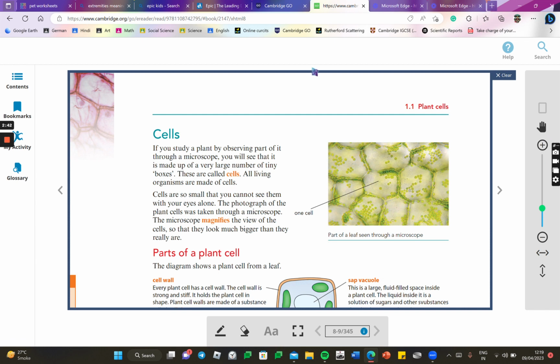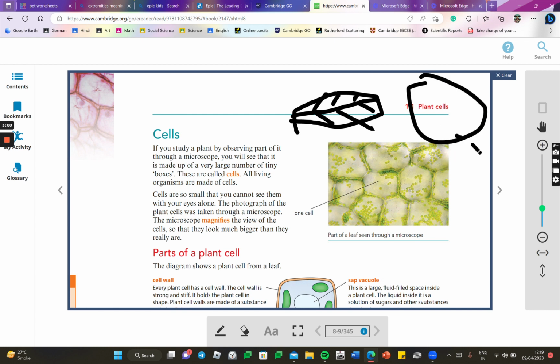For example, I have a leaf with me, but I can't really see those boxes in the leaf, right? Because when I observe, those boxes are too small for me to see. And when I magnify the leaf, I would be able to see all of this. Because it's saying here that if you study a plant by observing a part of it through a microscope, you will see that it is made up of a very large number of tiny boxes.